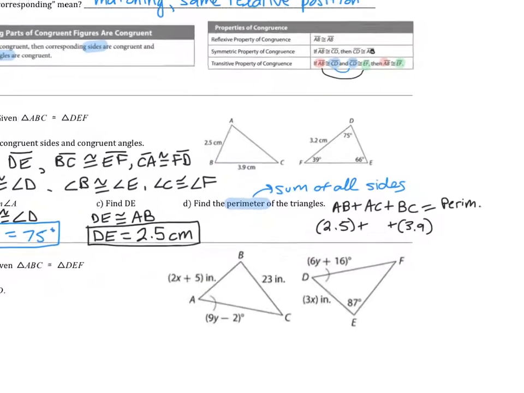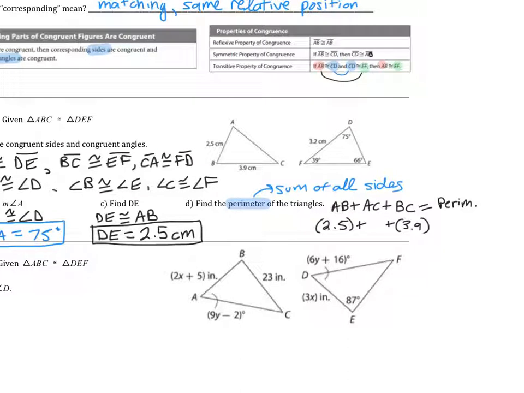So if you look back at our congruent statements, we know that AC, or CA, is congruent to DF. So I can show that in my picture by doing this. I can make a single tick mark for both, showing that they're congruent. So I know that this is 3.2, and now I can put that in the middle. Now if we add all of these up, we end up with 9.6, and then we can use our units, centimeters.